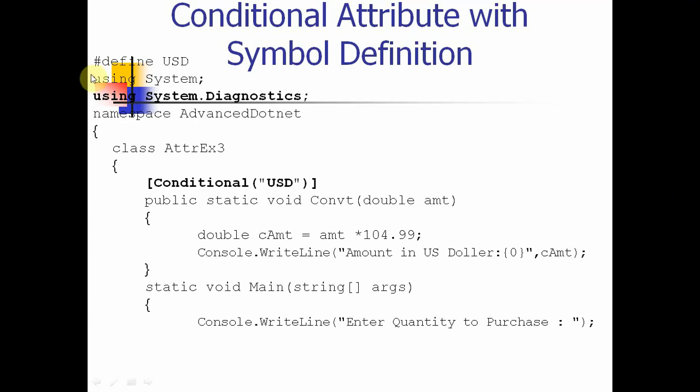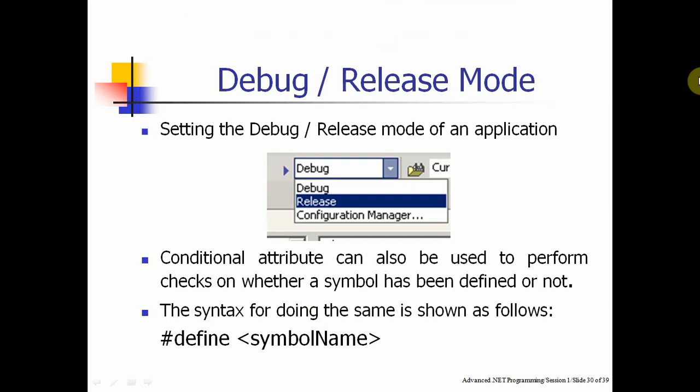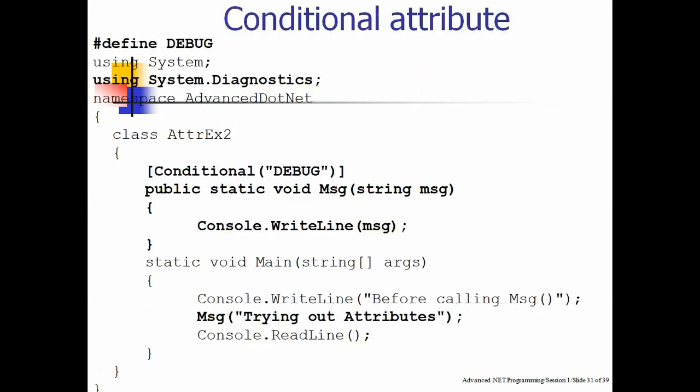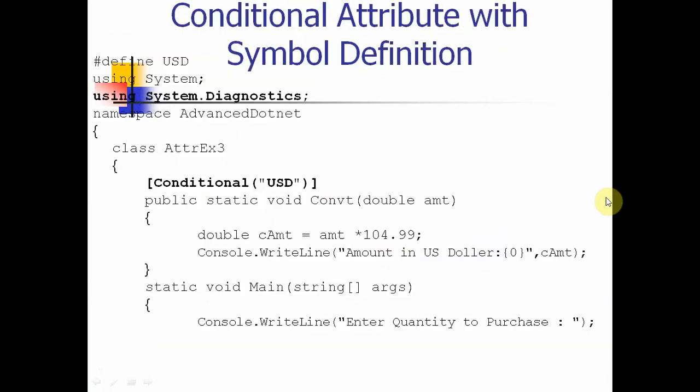So we have given here this define statement. We have written define USD and using System.Diagnostics. So this is required in case of the attribute. So always when we write a program of attribute, we have to write using System and using System.Diagnostics in every program. You can see in this program also using System.Diagnostics, conditional attribute in case of conditional attribute.